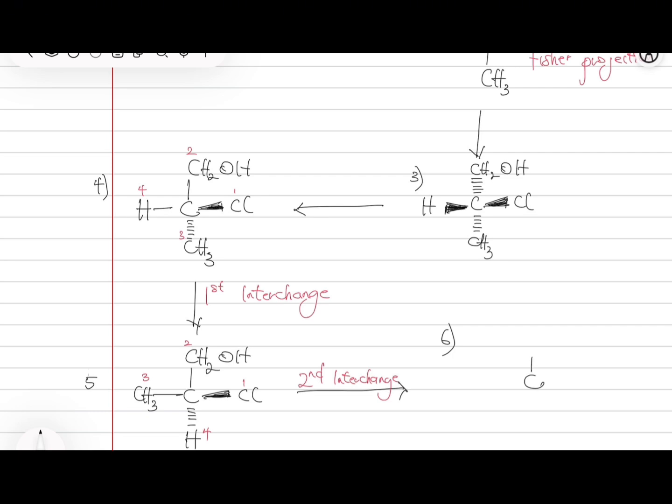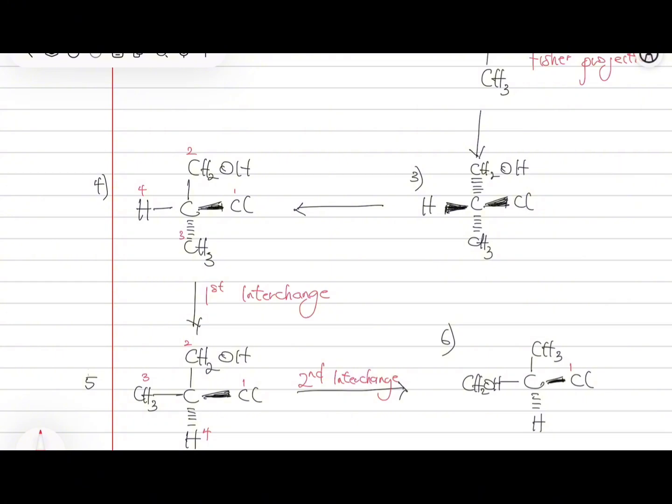Since we changed the position of substituents in step 4 to get the atom with the least priority in dash, we have to carry out another interchange in step 6 to get the original configuration of the compound, since we have already moved the position of substituents from step 4 to step 5.